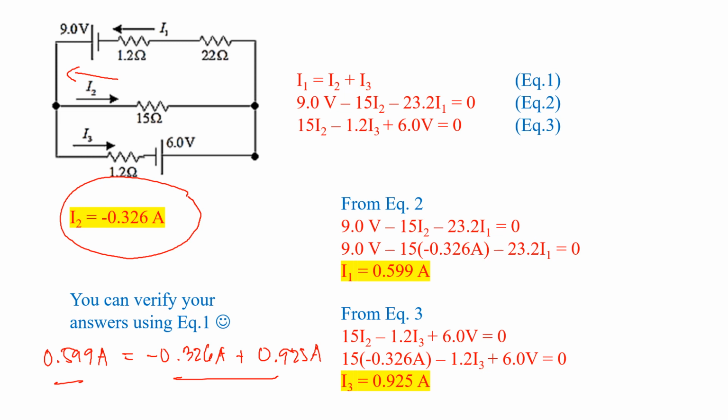So you should have I1 going in, I2 going in, and then I1 plus I2 goes as I3. So that is what your negative I2 represents. So that's it. That's your I1, I2, and I3.